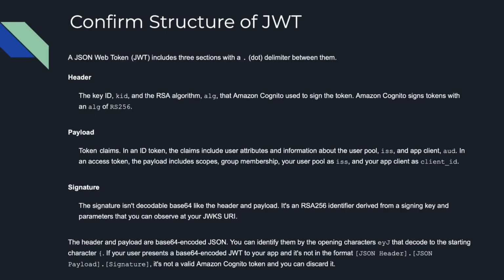client ID. The signature is not base64 decodable, and it really tells us if the payload information hasn't been tampered with. The header and payload are base64 encoded JSON. You can identify them by the opening characters eyJ that decode to the starting character of a curly brace. If your user presents a base64 encoded JWT to your app and it's not in the format JSON header, JSON payload and signature, it's not a valid Amazon Cognito token and you can discard it.